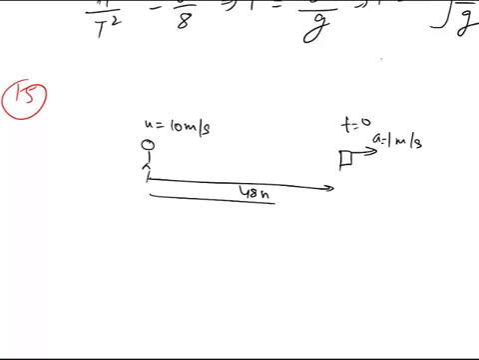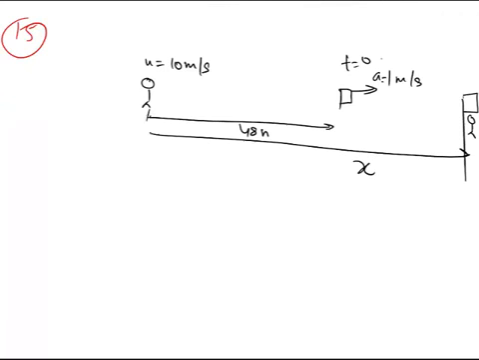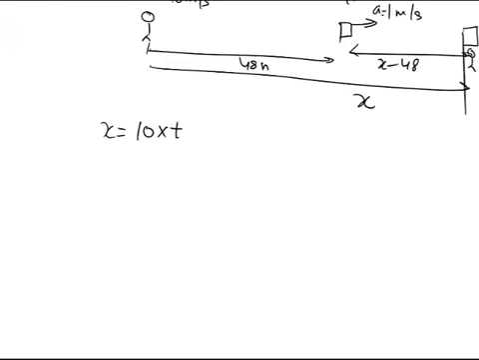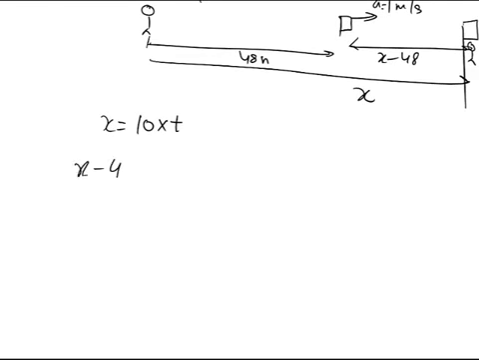So let's assume they meet at some distance x from here, somewhere over here. Now this x can be written as 10 into time t, because that is what the man travels. But the bus travels only a distance of x minus 48. So for the bus we can write x minus 48 equals ut plus half at square, where u is 0, half into a, which is 1, into t squared.